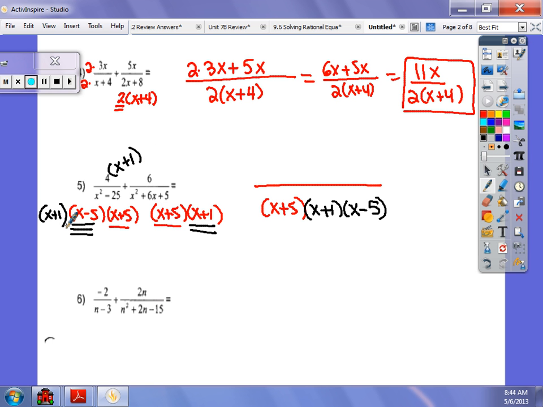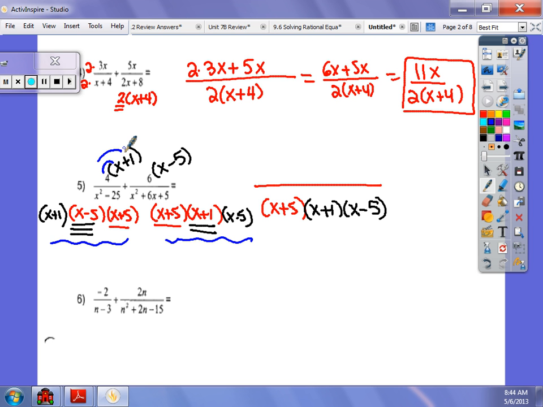And in order for me to match this denominator to this denominator, the only thing that's missing is an x minus 5. So I'm going to apply an x minus 5 by multiplying. So now I have the same denominator here as I have here. Same denominator. So once you have the same denominator when you're adding fractions, all you worry about is the numerator.